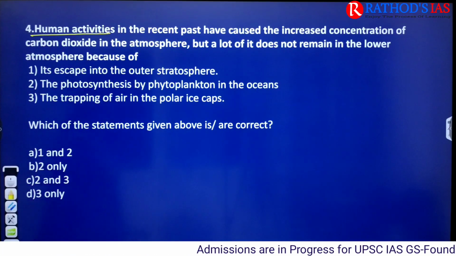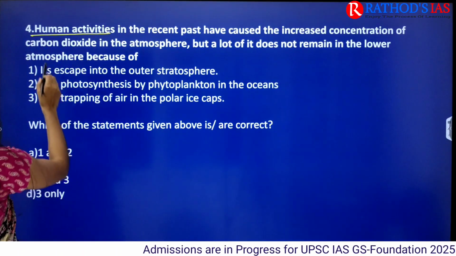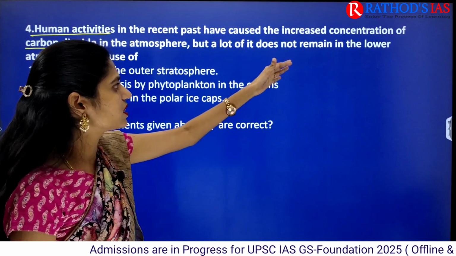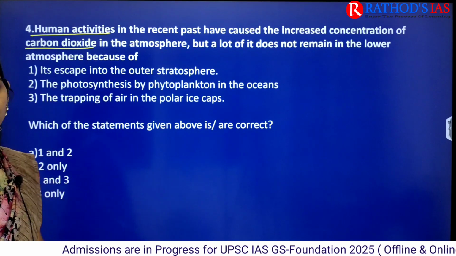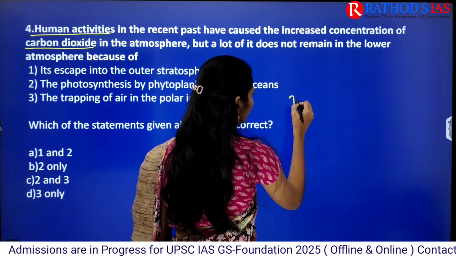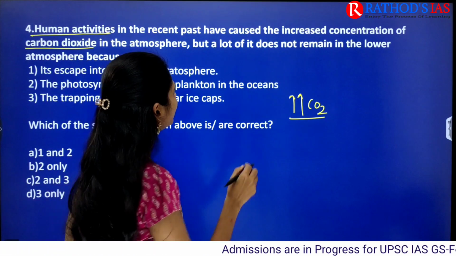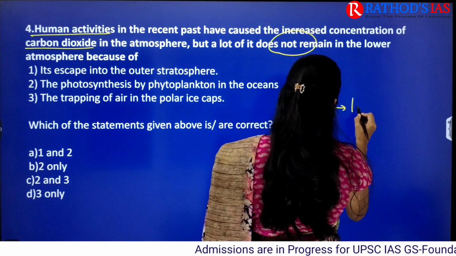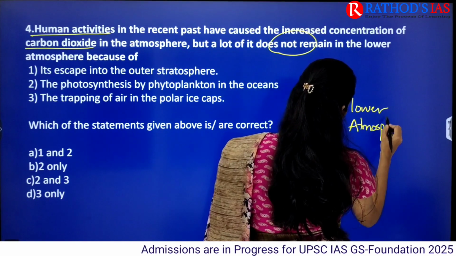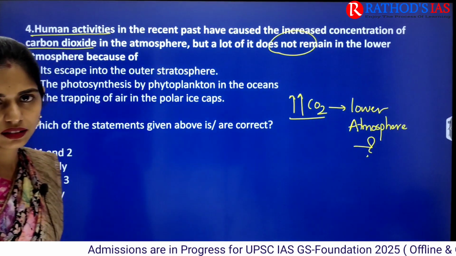Human activities in the recent past have caused increased concentration of carbon dioxide in the atmosphere, but a lot of it does not remain in the lower atmosphere because. So the question is clearly saying that there is increased release of carbon dioxide happening, okay, but it is not remaining in the lower atmosphere. And what is the reason behind this?